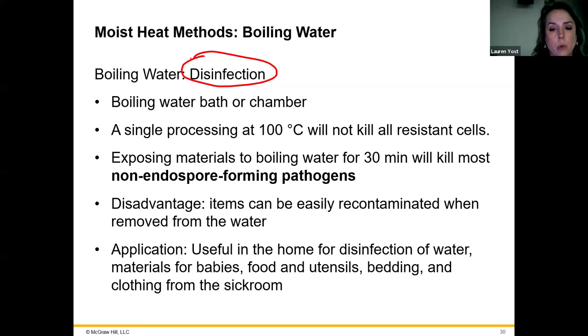But it is useful if you want to clean things for your babies, make sure that the bottles are sterilized, and you're not going to sterilize, like I said, but disinfect as much as possible. You're probably not as concerned about endospores in these sorts of situations, is what I'm saying.